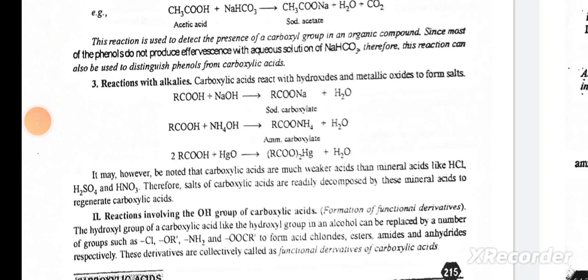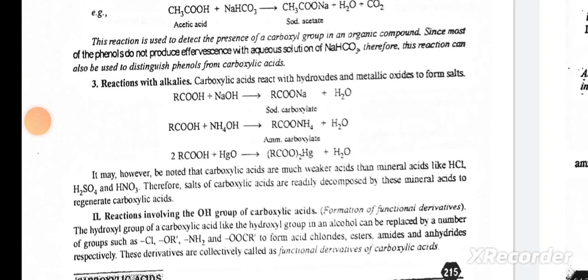Reactions with alkalis: carboxylic acids react with hydroxides and metallic oxides to form salts. Sodium carboxylate, ammonium carboxylate. It may, however, be noted that carboxylic acids are much weaker acids than mineral acids like HCl, H2SO4, and HNO3. Therefore, salts of carboxylic acids are readily decomposed by these mineral acids to regenerate carboxylic acids.